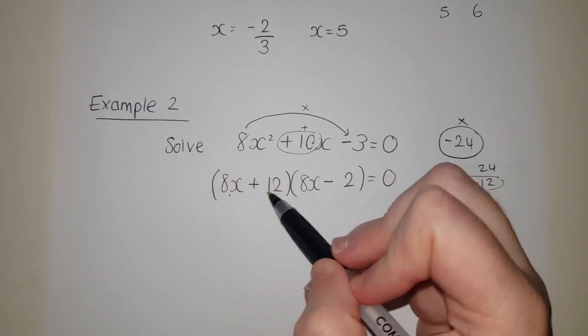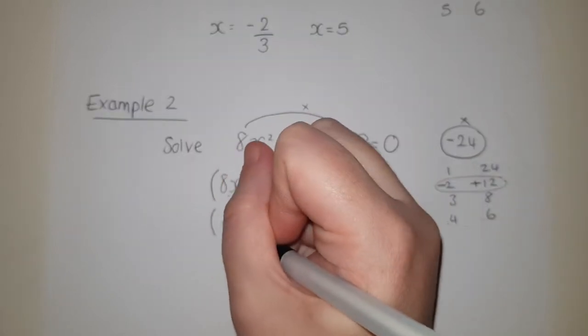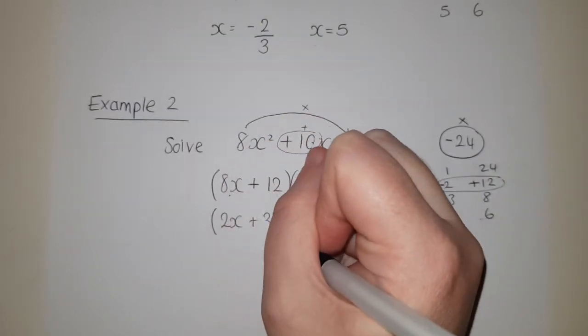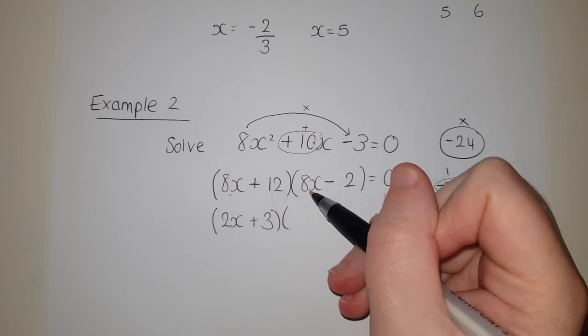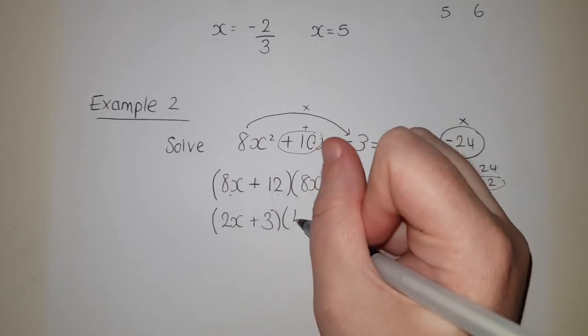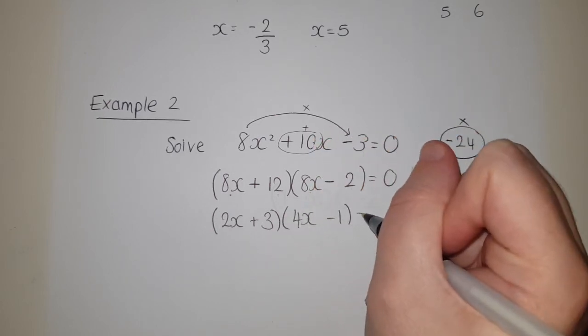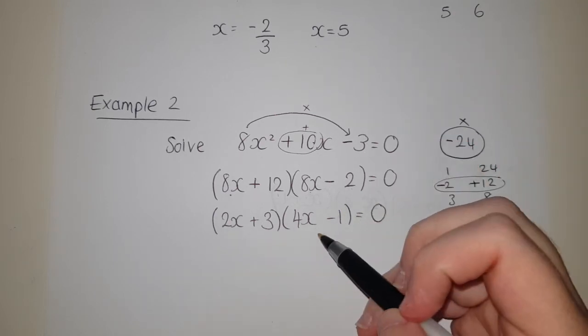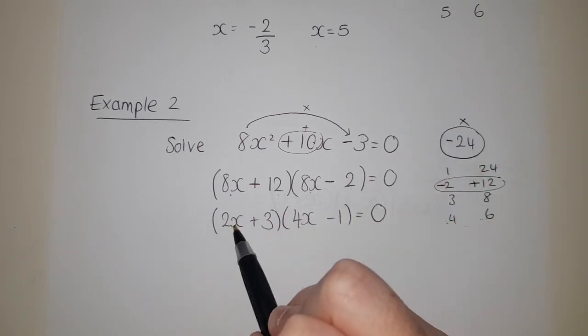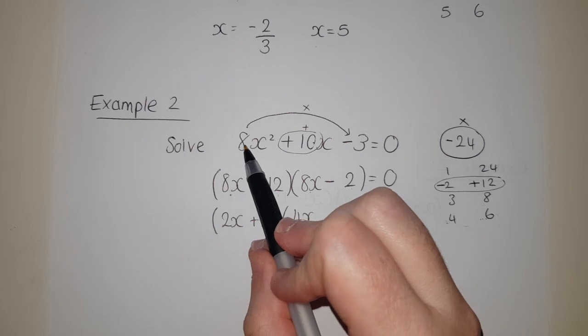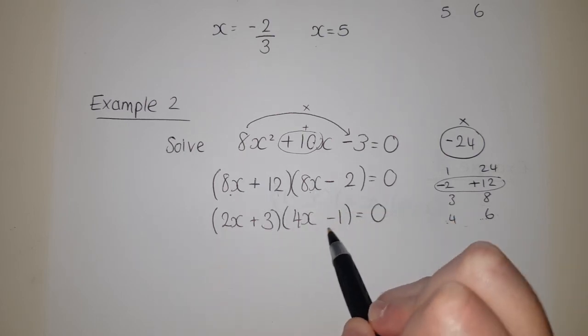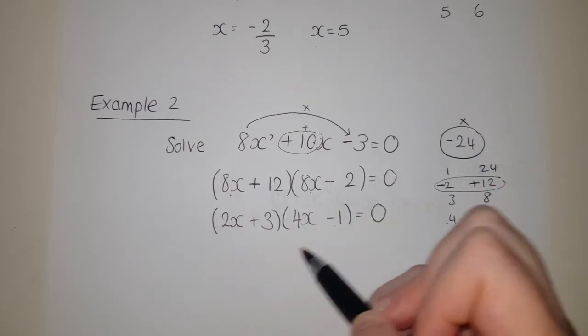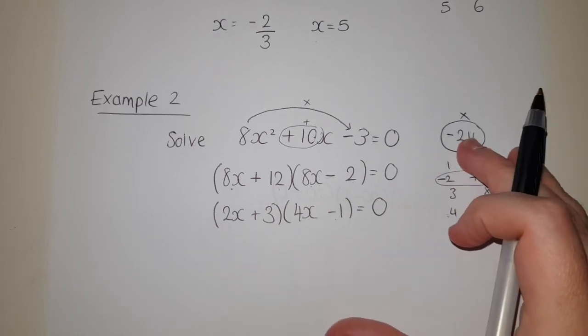Now this bracket, both of those numbers divide by 4. So I get 2x plus 3. Second bracket, both of these numbers divide by 2. I get 4x minus 1. And you can always check that you've simplified far enough. If you multiply the first two, 2x times 4x gives me 8x squared. And if you multiply the last two, 3 times minus 1 is minus 3. I know I'm likely to have got that right.